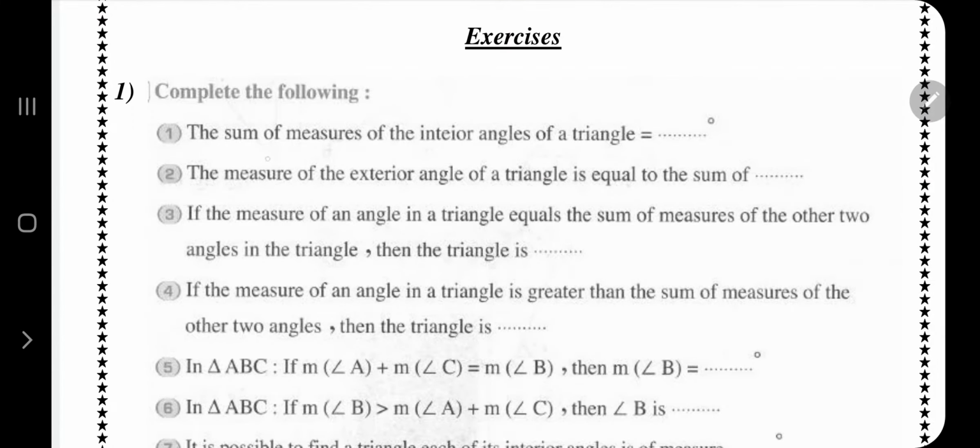The first question: the sum of the measures of the interior angles of a triangle is 180. The measure of the exterior angle is equal to the sum of the non-adjacent interior angles.